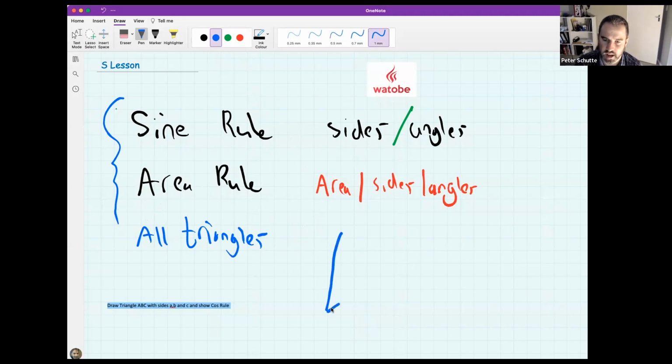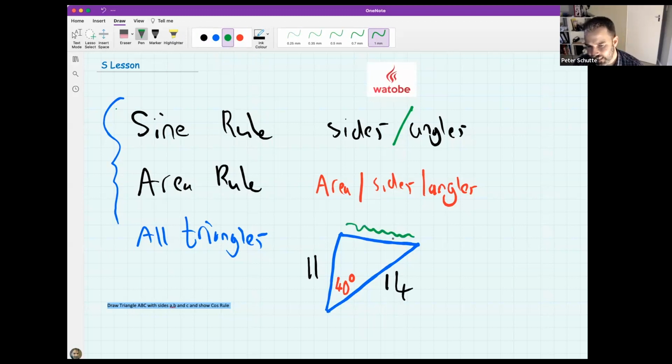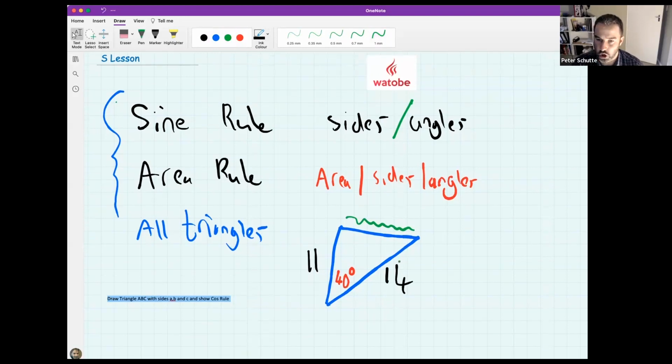So say, for example, I have a triangle and I give you, let's say this side is 11, this side is 14, and let's say the angle in between these two is, maybe it's 40 degrees. I would suggest to you that we do not currently have a way of finding this side length over here. And the reason we don't is that we don't know what the area is. So we can't use the area rule to help us. And we also don't have a matching pair of sides and angles.